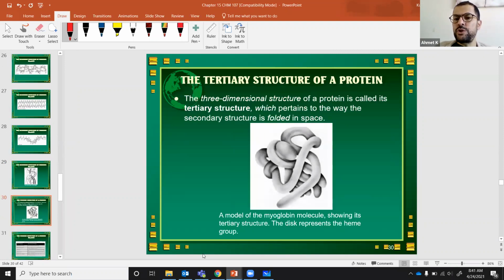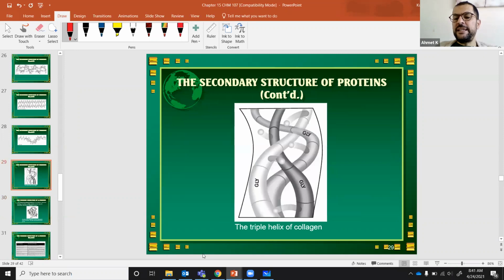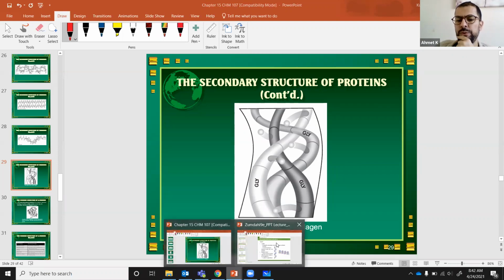And so what about the tertiary structure? The three-dimensional structure of a protein is called tertiary structure, right? Again, at the end of the day, we have this helix, right? But as you can imagine, this helix is going to be in 3D, folded in a very specific way. I think I have a better picture on the other slide.